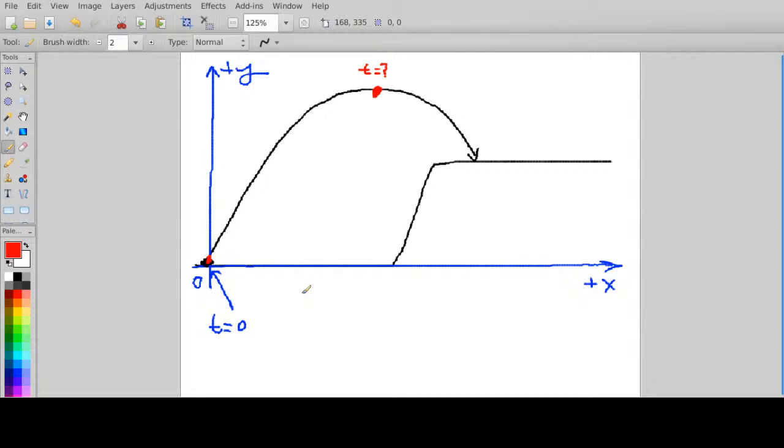But let's do the initial position. In the initial position, it's 2 numbers. It's both x naught and y naught, like that. I'll even put a little bracket there. So when I say initial position, I really mean 2 numbers.